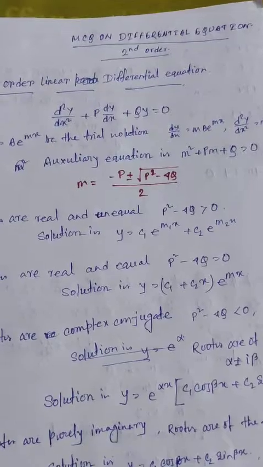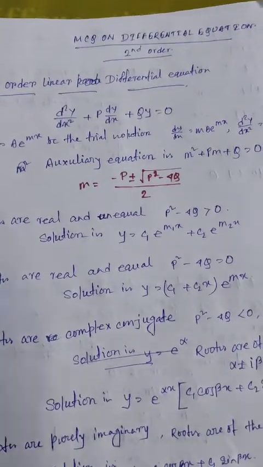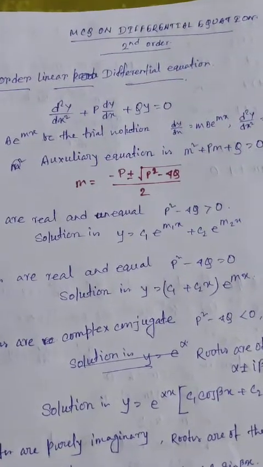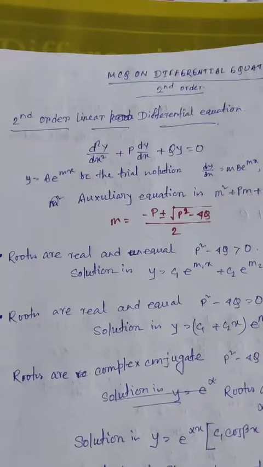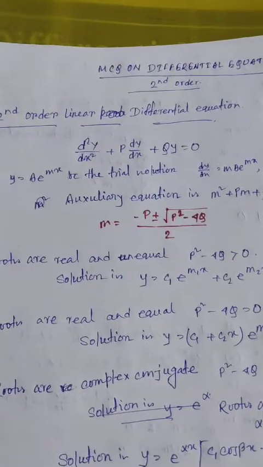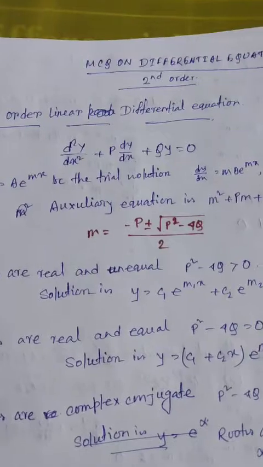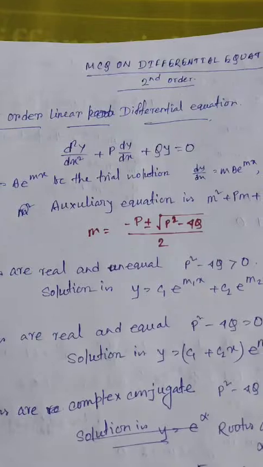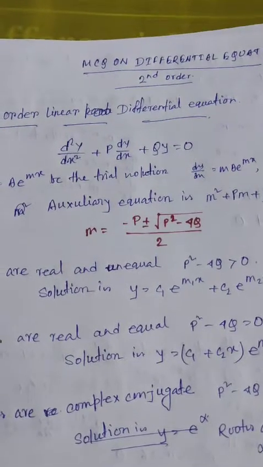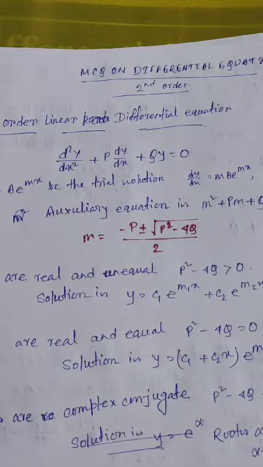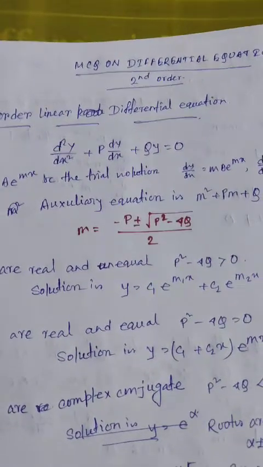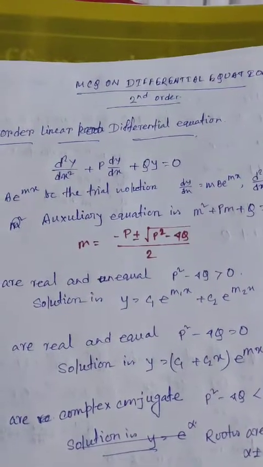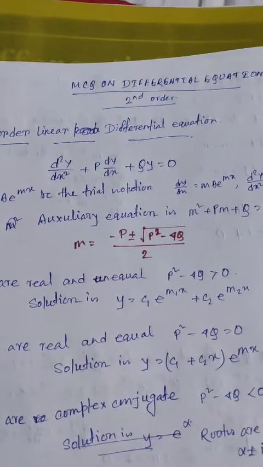And here you will learn how to find the solution by a very short method, in a very short time. First of all, we have to consider a second order differential equation, that is d2y/dx2 plus p dy/dx plus qy is equal to 0. This is a second order differential equation and its degree is 1. So you can say this is a second order linear differential equation, where p and q may be constants or functions of x.